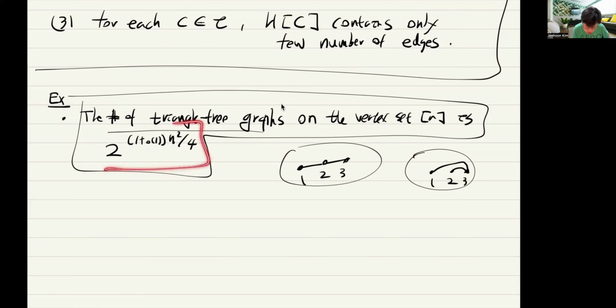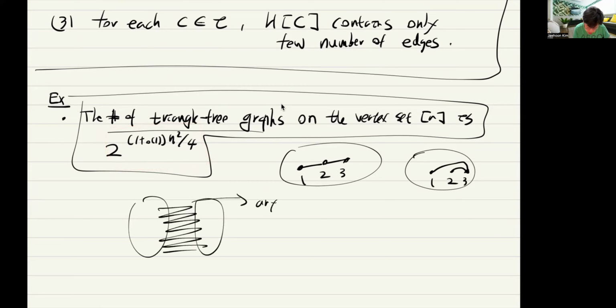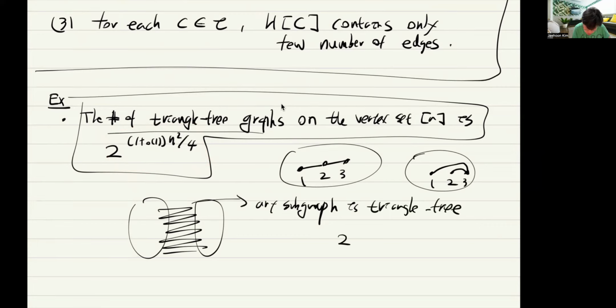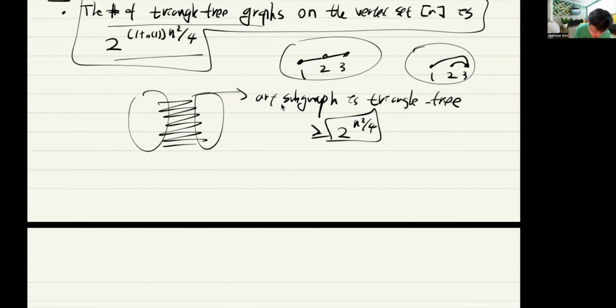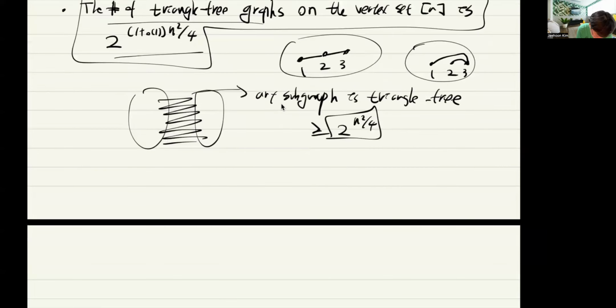Okay, so this is the upper bound. The lower bound is easy: you take a complete bipartite graph and any subgraph. Any subgraph is triangle free. So 2 to the n squared over 4 is the lower bound. Then this gives us an almost similar upper bound. In fact, this was previously proved by Erdős, Kleitman, and Rothschild.